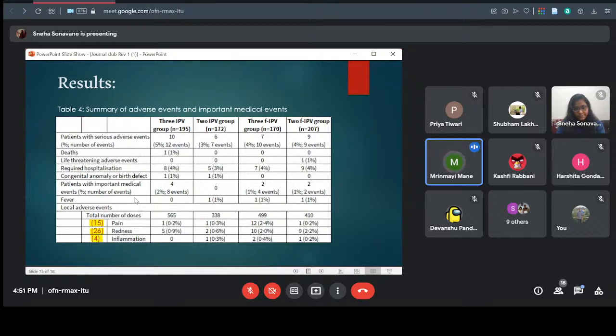In this study, no adverse reactions within 30 minutes of vaccination were observed. One infant in the 3 IPV group died because of shock and cardiorespiratory arrest, but this was not considered to be causally associated with the study. When we combine the local adverse events for all 4 of the groups, a total of 15 cases of pain, 26 cases of redness, and 4 cases of inflammation were reported. But none of the serious adverse events or important medical events were considered to be causally associated with the vaccination. Next slide.